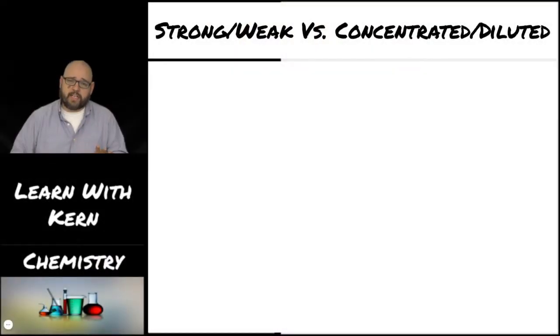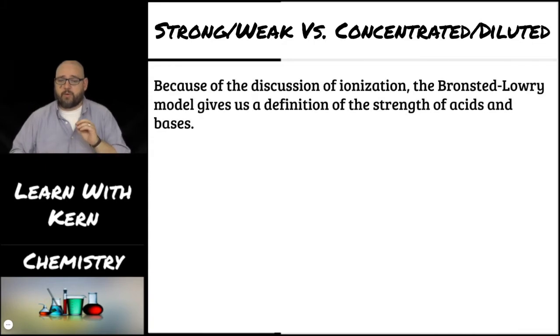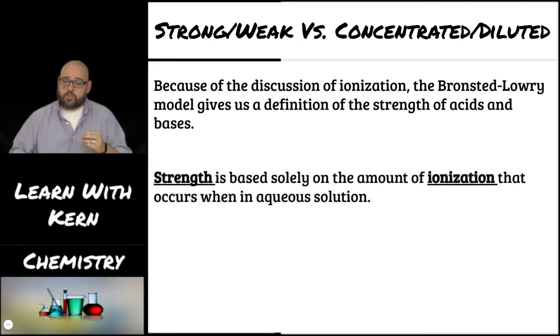When we're talking about the strength of an acid or base, strong versus weak, concentrated versus diluted, these are two different kinds of terms that we use. Because of the discussion of ionization, the Bronsted-Lowry model gives a definition of the strength of acids and bases. It's one of the things that makes the Bronsted-Lowry model a little bit better. We're going to define acids and bases' strength based off of their ionization. So the strength of an acid or a base is solely based on the amount of ionization that occurs in aqueous solution. That's it. Its strength is simply about how much it ionizes.